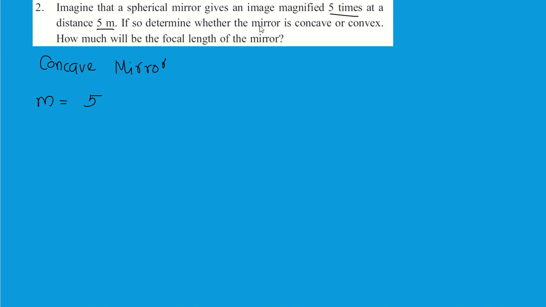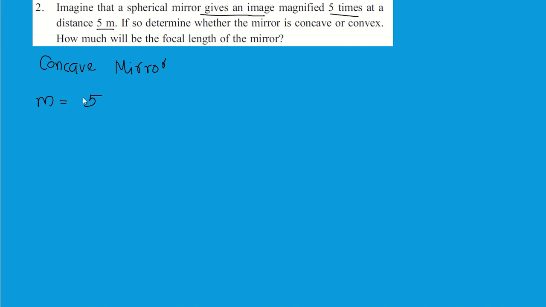It is formed, right? A spherical mirror gives an image. See, each and every word is important here. If you read it between the lines, you can understand what kind of mirror it is, or what kind of magnification it is, or what type of image it is. It is a real image because it gives an image. If it is a virtual image, it cannot give an image, right? It will be within the mirror.